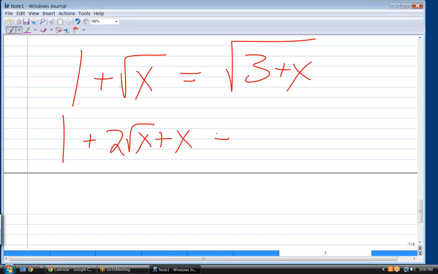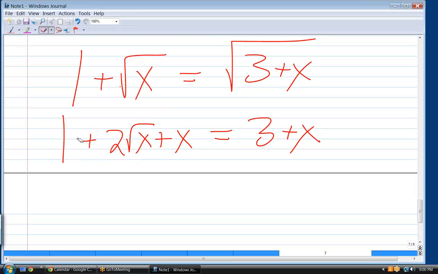Good. And then 3 plus x. Notice I now only have one radical sign in my equation. So if I can isolate that, I can square both sides again. That's the way you do these.